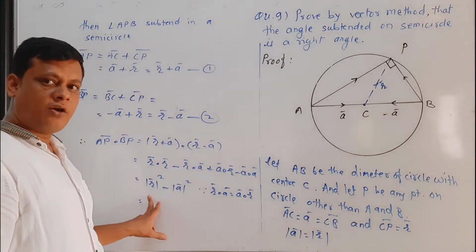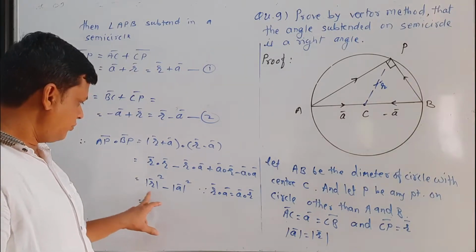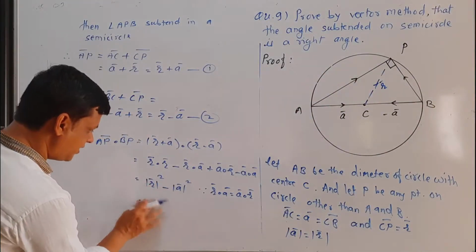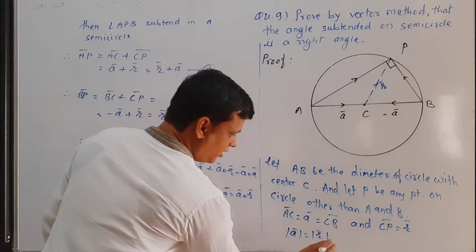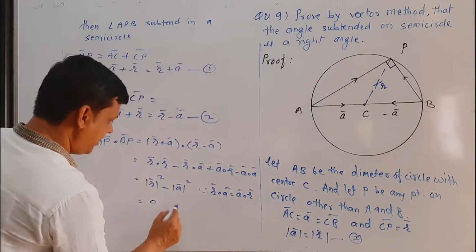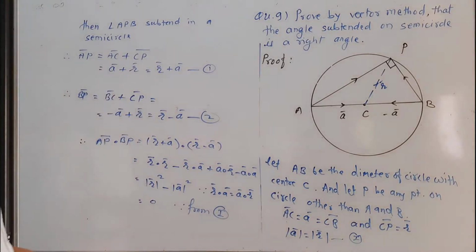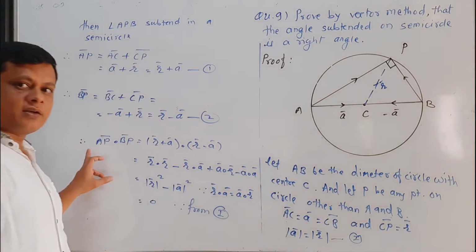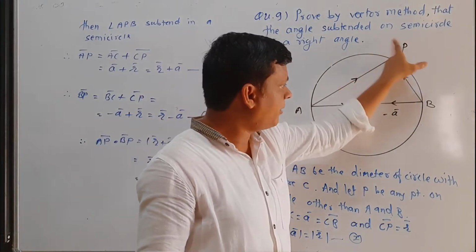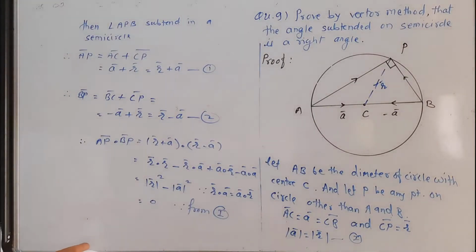Now the magnitude of OR and the magnitude of OA are the same, because both vectors are radii, so their magnitudes must be the same. So from this we write that this is equal to 0, which you can denote as equation number Roman I. From equation Roman I, this shows that vector AP is perpendicular to vector BP, that means they make an angle of 90 degrees at point P.